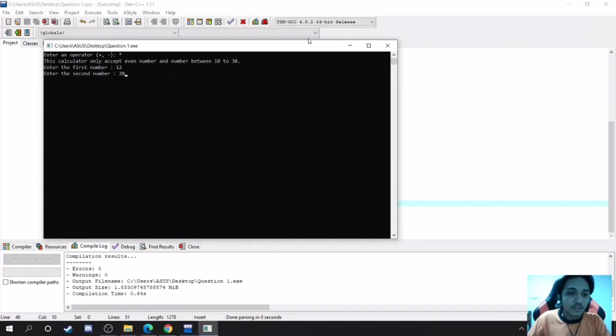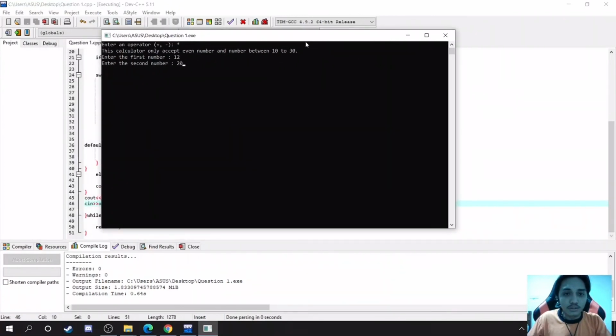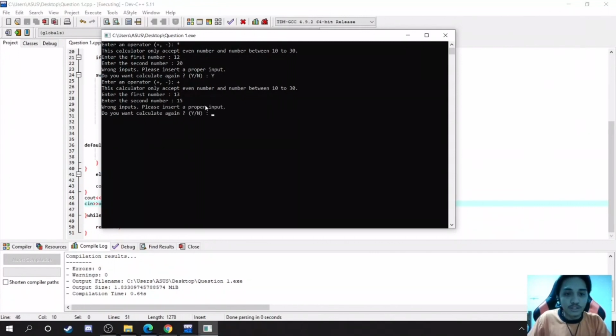The first and second numbers are valid according to this particular decision, but because the sign is multiply, it will show the wrong input. Please insert proper input. Next, if we go plus, this is the right operation, but if we put a number that is odd, then it will show the wrong input. Please insert proper input.